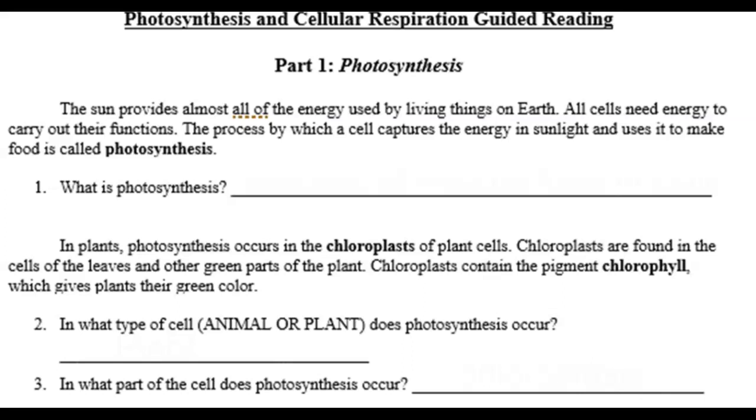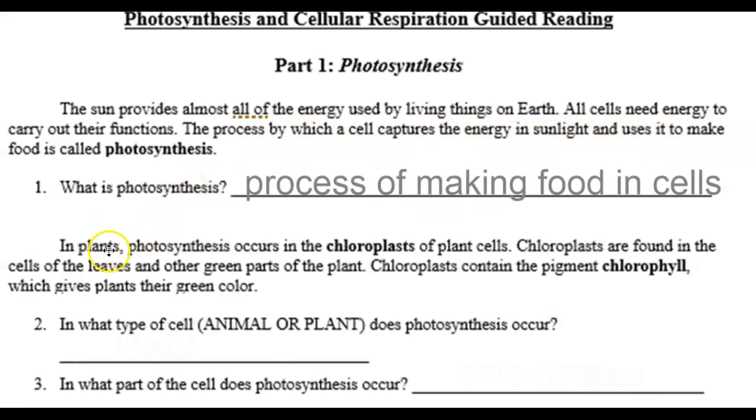Part 1, photosynthesis. The sun provides almost all of the energy used by living things on Earth. All cells need energy to carry out their functions. The process by which a cell captures the energy in sunlight and uses it to make food is called photosynthesis. If you break down the word photosynthesis, it means making from light. What is photosynthesis? Our paragraph tells us that all living things need energy, and the process that plants use to capture that energy to make food is photosynthesis.